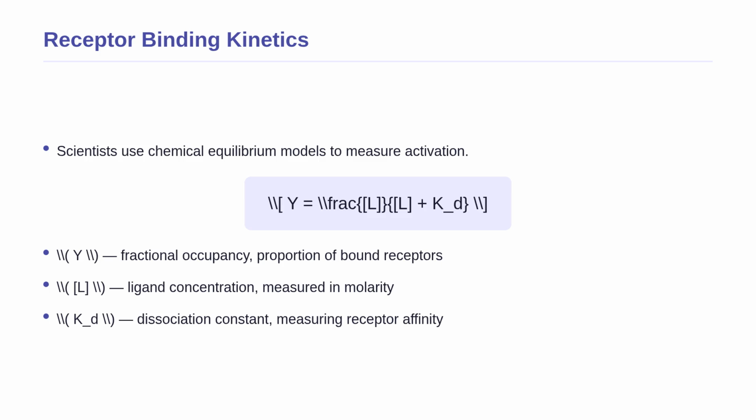Since these receptors are so vital, scientists need a way to measure exactly how effectively a neurotransmitter activates a cell. This brings us to the mathematical model of receptor binding kinetics, derived from principles of chemical equilibrium. The formula on screen calculates fractional occupancy, represented by Y. This tells us the proportion of total receptors currently bound by a neurotransmitter.